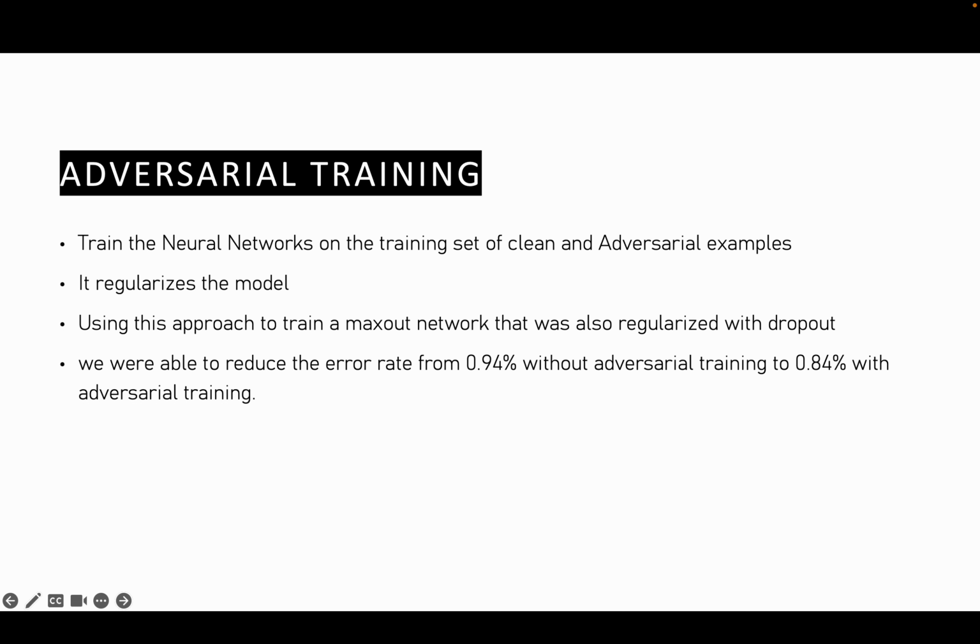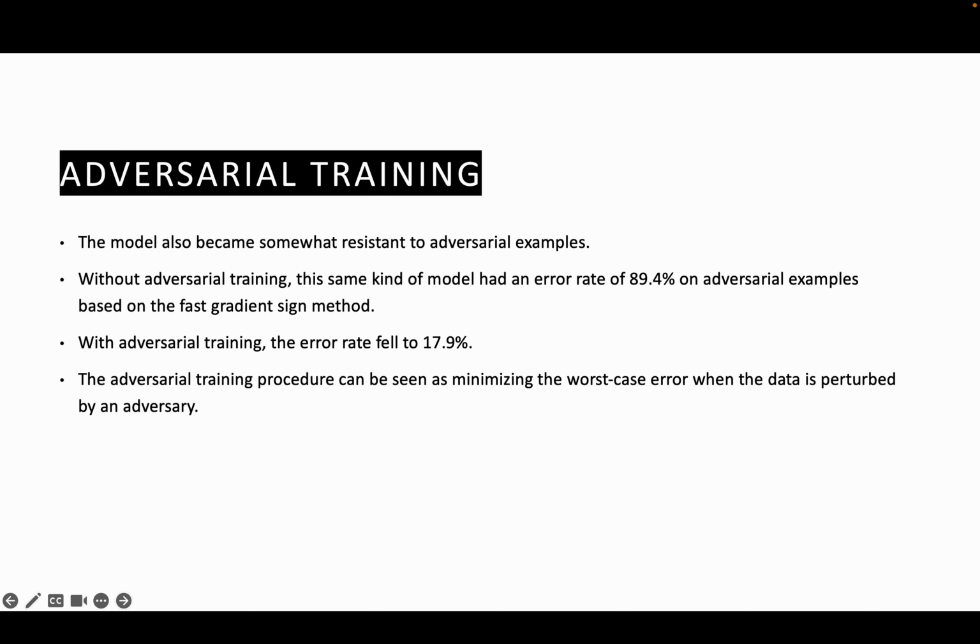Using this approach to train a maxout network that was regularized with dropout, in the paper the authors were able to reduce the error rate from 0.94 without adversarial training to 0.84 with adversarial training. So that is good to have.